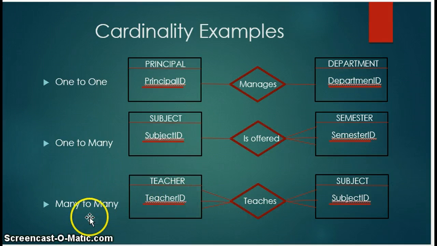Well, this ends the presentation. Hopefully, you guys understood a bit more about cardinality examples, entity, and entity types.